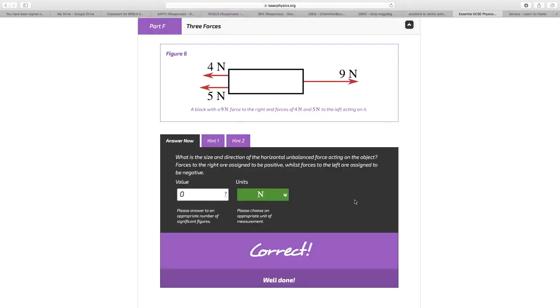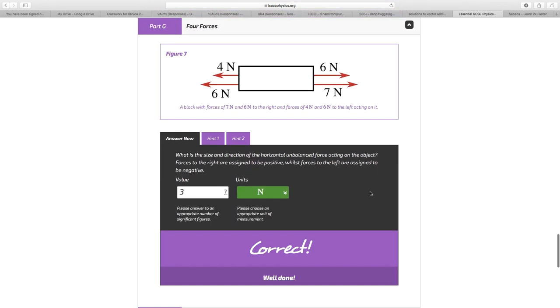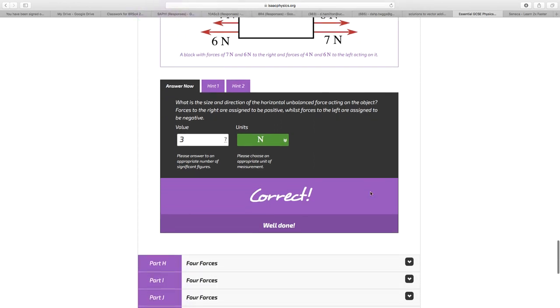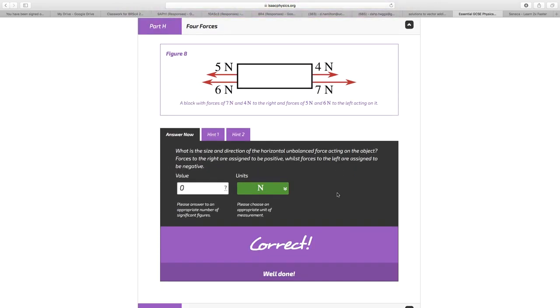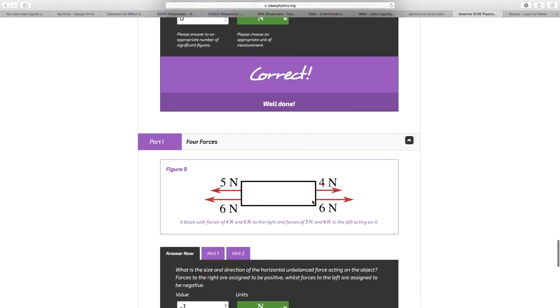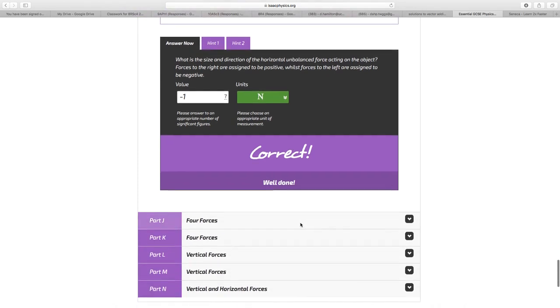4 and 5 to the left, 9 to the right, so they exactly balance, 0 newtons. 4 and 6 to the left, 6 and 7 to the right, that's 10 and 13, so that gives you a net or resultant of 3 to the right, plus 3 newtons. 4 forces again, 5 and 6 is 11, 7 and 4 is 11, 0 newtons. 11 and 10, so we have 1 newton to the left, minus 1 newton.